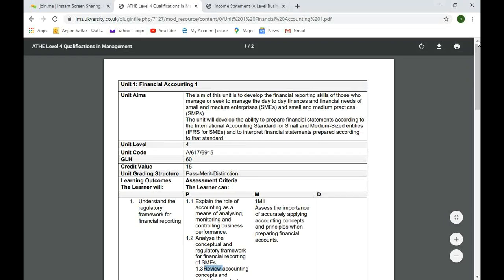The aim of this unit 1 is to develop financial reporting skills: how we can report, how we can manage day-to-day finance and the financial needs of small and medium enterprise organizations, like the sole trader and partnership. We can look at companies, private limited companies, not big but small and medium scale, with a turnover of around 250,000 pounds a year.